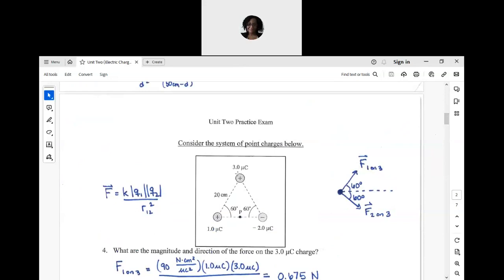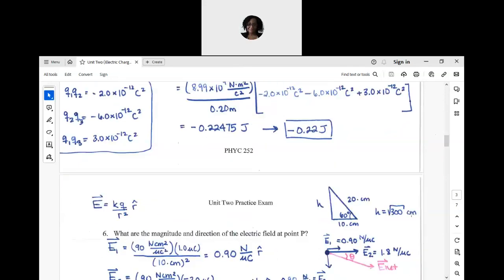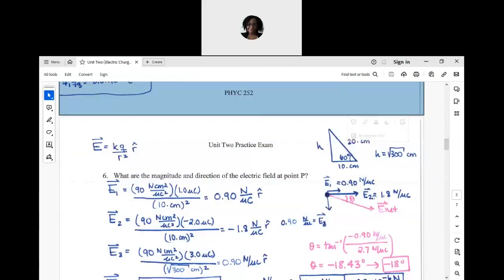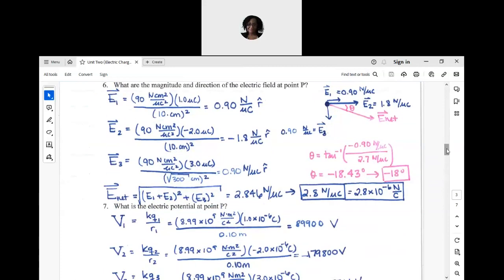And then finally, for the positive 3 microcoulomb point charge, we can imagine electric field vectors at point P pointing straight down. So that translates to 2 vectors that point toward the right. They have different magnitudes, and I have just one vector that is oriented along the negative y-axis. So E net is going to point into quadrant number 4. Combine E1 and E2 first to get the net field in the x direction. Then square that, add it to the square of E3, which is itself just the net field in the y direction, quantity squared. And I get 2.8 newtons per microcoulomb.